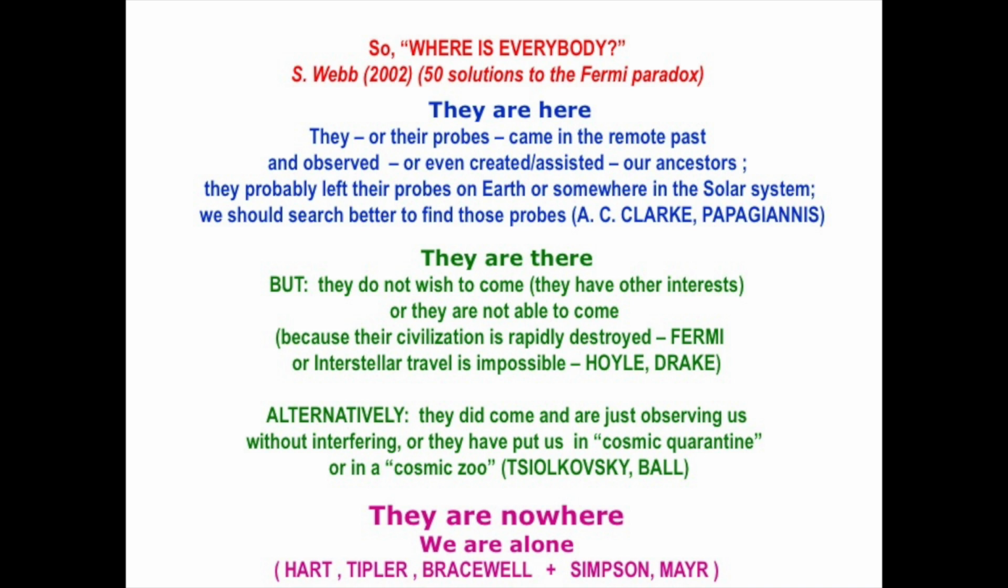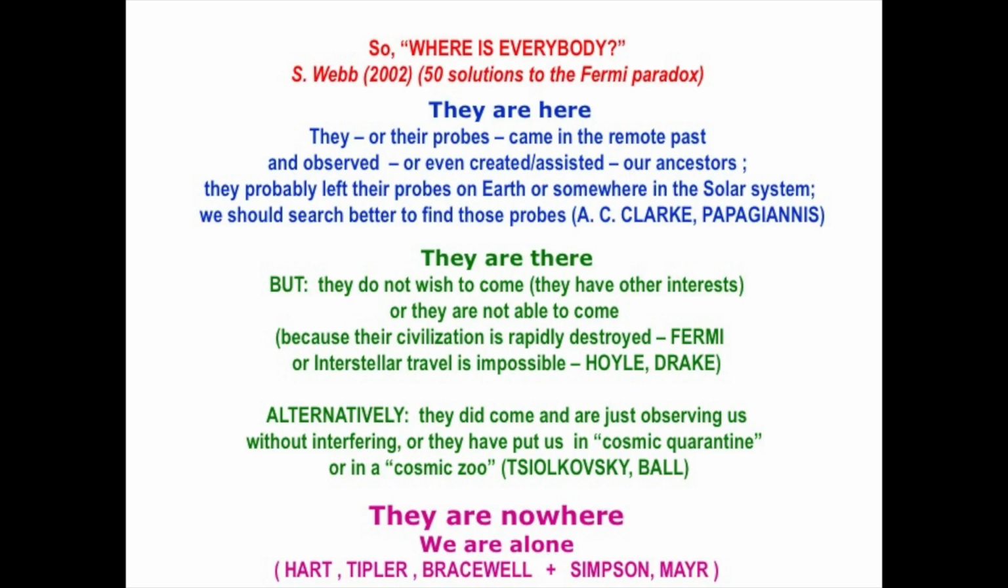Michael Papagiannis was a Greek astronomer in Boston, and he was the founder of the Commission number 51 on Bioastronomy. He was also of that opinion. He thought that extraterrestrials have left their presence in the asteroid belt. He wrote a couple of papers on that. Okay, so there is one possibility that they have come here and they left traces somewhere.